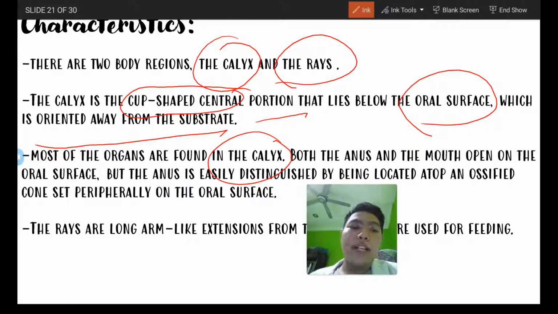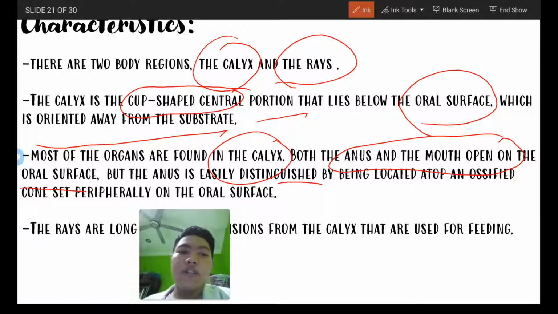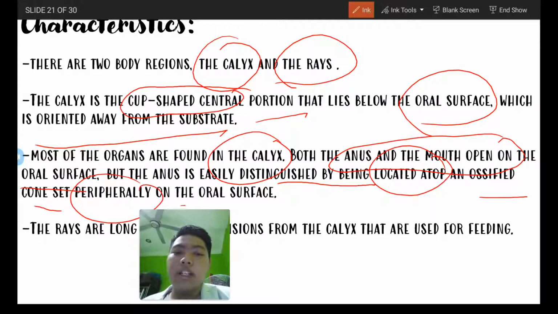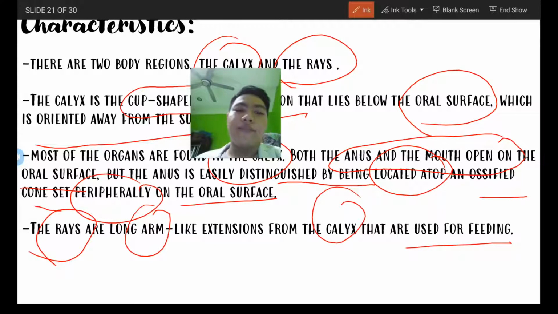Both the anus and the mouth open on the oral surface. Remember, the anus and the mouth are on the oral surface. The mouth is located on the oral surface, but the anus is easily distinguished by being located atop an ossified cone peripherally on the oral surface. So the anus and the mouth are easily distinguished. The rays, the arms, are extensions from the calyx, and they are used for feeding.